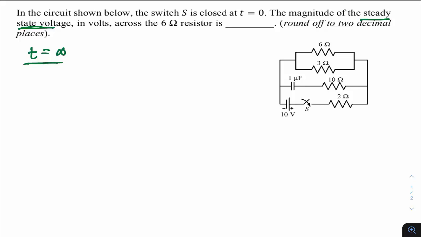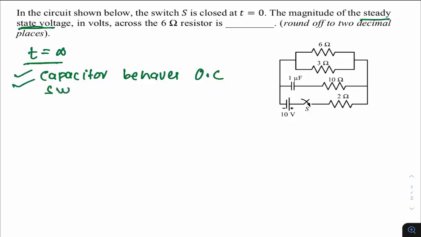Then what we do is, at t equals infinity, the capacitor behaves as what? Open circuit. Because inductors will be short circuit, capacitor will be open. In this case, you have only a capacitor, so this will be like an open circuit. And if you observe, the switch is getting closed at t equal to 0, so definitely at t equals infinity the switch is closed because no more switching is happening. So at t equals infinity, the capacitor behaves as an open circuit, and the switch is in closed state.